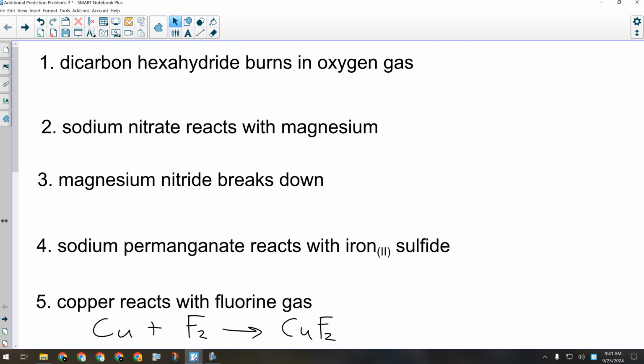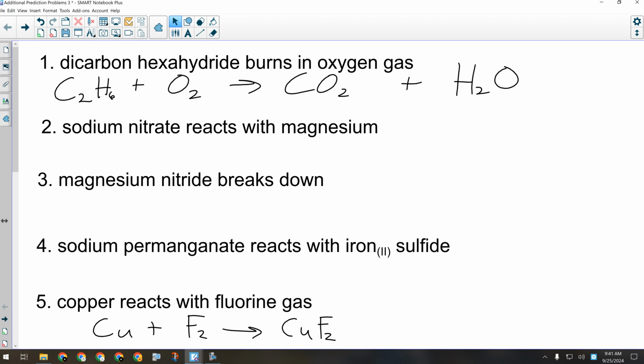Okay. For number 1, dicarbon hexahydride, C2H6, okay, burns in oxygen gas, so O2, all right, gives us CO2 and water because it's a combustion reaction. Do I need both balancing rules for this one? Yes. Okay, so put a 2 here, that's 4 carbons, put a 4 there, 12 hydrogens, a 6 there. 4 times 2 is 8, plus 6 more is 14. 7 times 2 is 14.